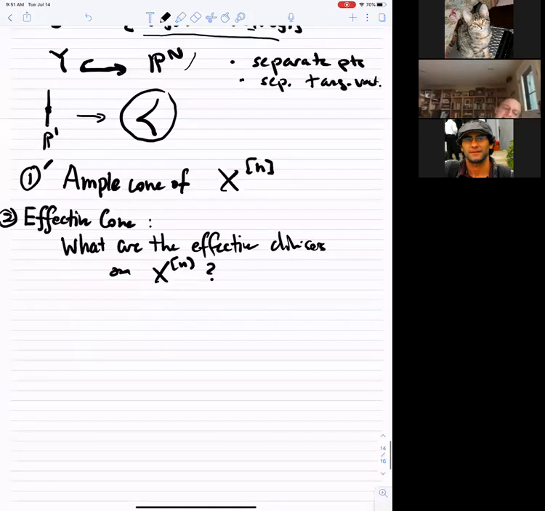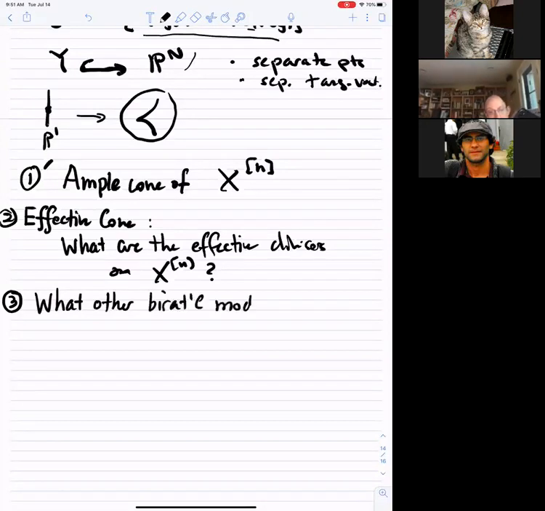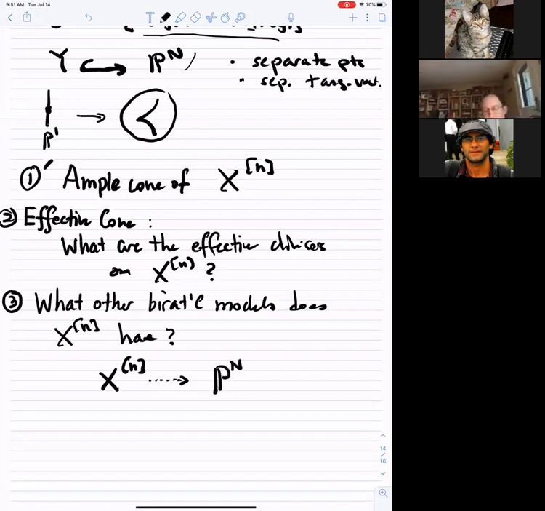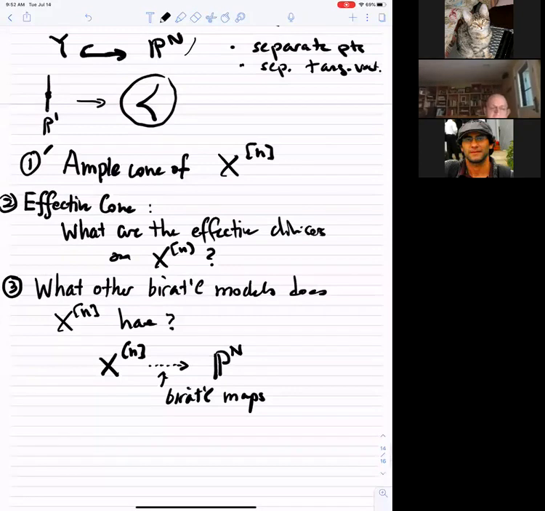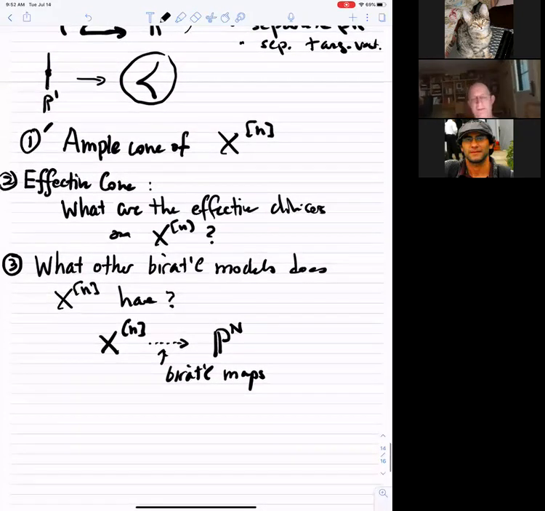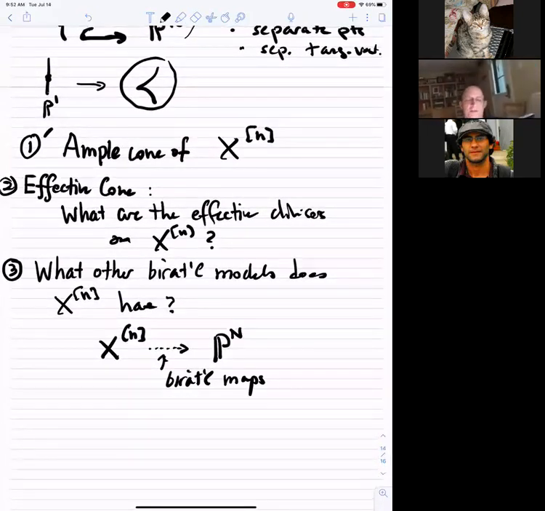Okay. And then the third question that you can ask is: what other birational models does Xn have? So first we looked at embeddings, but maybe I want to look at maps from Xn to projective space that are not embeddings, but birational maps. The way you should think about this is that Xn gives you one compactification of configuration space. Are there other compactifications of configuration space that might be more suitable for other problems that you might encounter? For example, if you want to understand the topology of Xn, can you find some simpler spaces that lead to it?